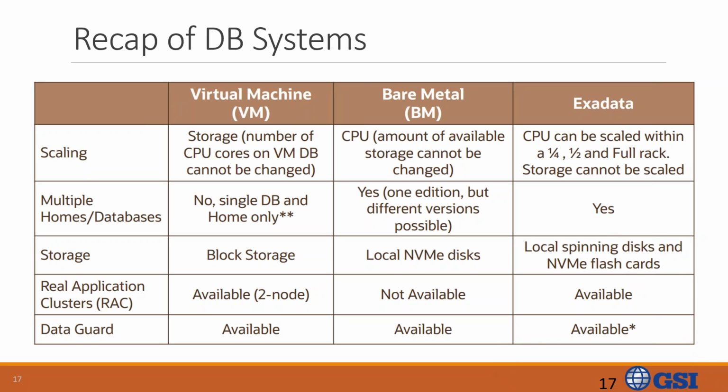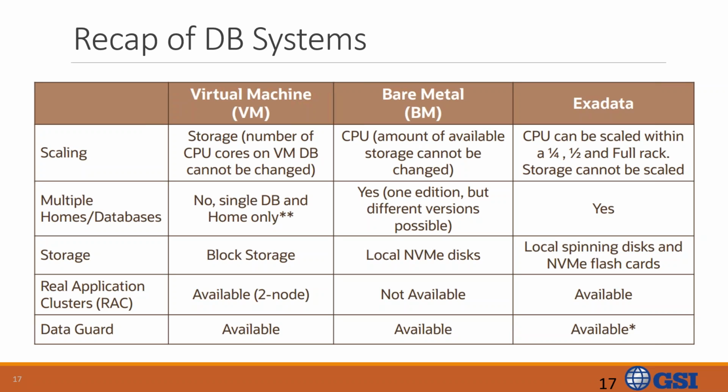So your virtual machine, you can add more virtual machines certainly, but you can't change the number of cores. You can only have one home, one database, and it uses block storage. On the BareMetal, CPU can change, storage can't change. You can have multiple databases, but only one edition, so enterprise edition basically. But you can have different versions.